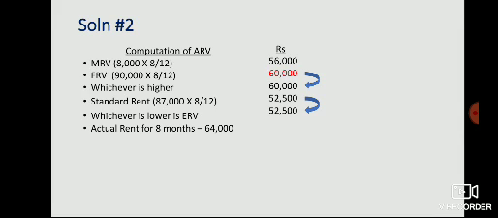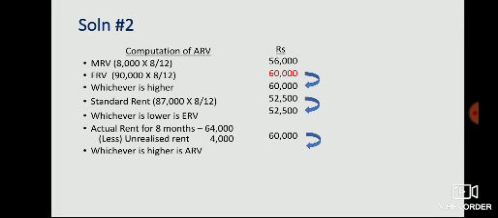Actual rent for 8 months is 64,000. Since we have unrealized rent, we have to deduct the unrealized rent from your actual rent. After deducting, the actual rent comes to 60,000. This actual rent will be compared with the ERV. Whichever is higher is your ARV. In this case, actual rent is higher, so 60,000 will be your ARV.